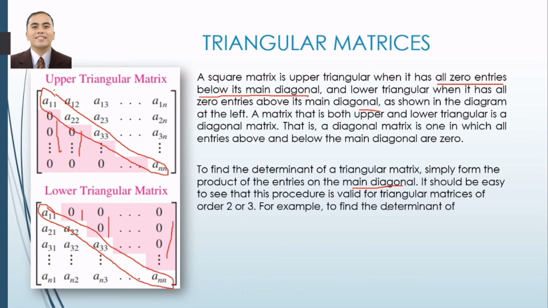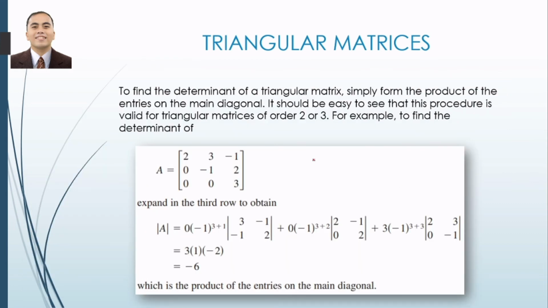For example, to find the determinant of A, we have A is equal to 2, 3, negative 1, 0, negative 1, 2, 0, 0, 3. As you can see, the main diagonal here is this one, and the values below it are already 0. So expand the third row to obtain. All we need to do is expand the third row, which is this one.